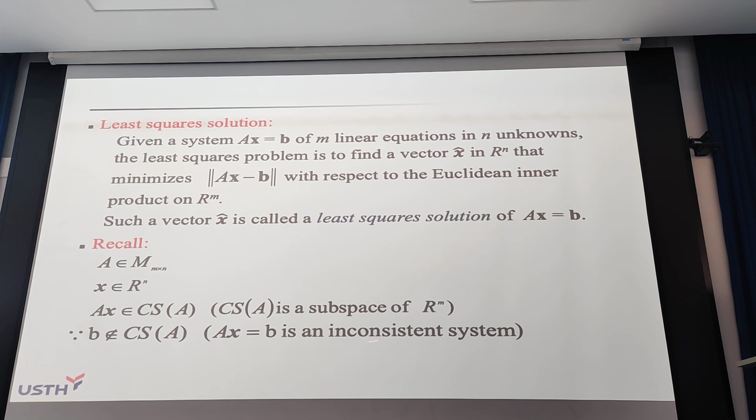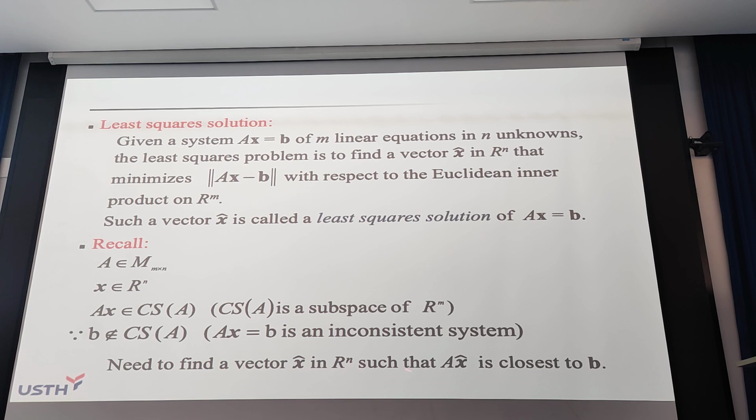Because Ax equals b is inconsistent, b does not belong to the column space of A. Then we need to find a vector x hat in Rn so that A x hat is closest to b.